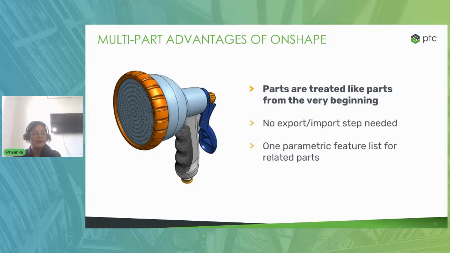So now let me switch to the software part of it and show you how the boolean features and the bridging work in a multi-part studio. And let's get started with creating different parts. So I will stop sharing my screen for a while, and let me just share another screen with you, which is my software screen.